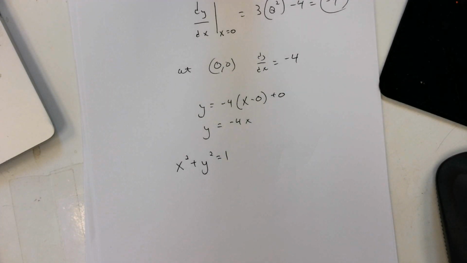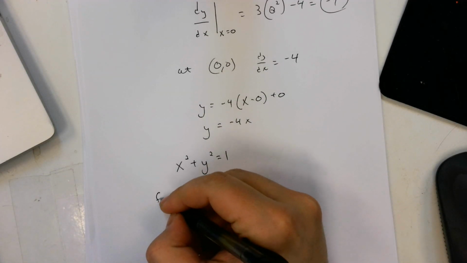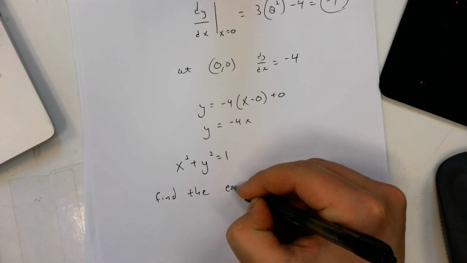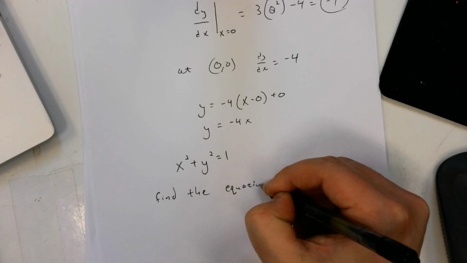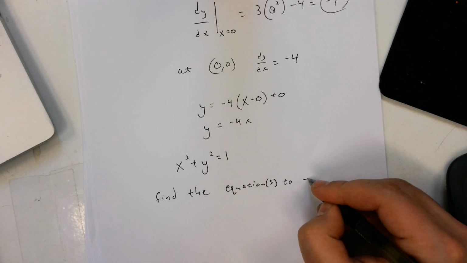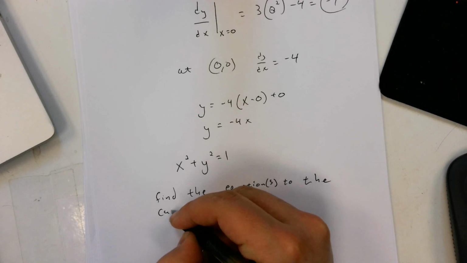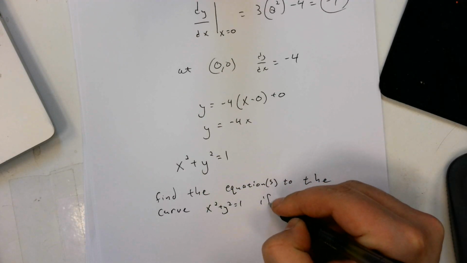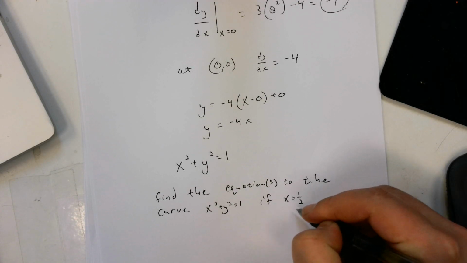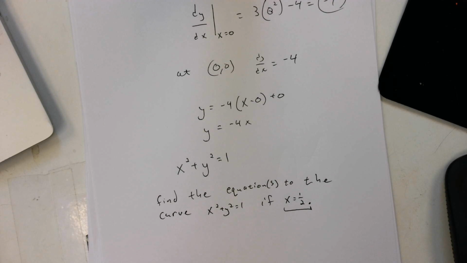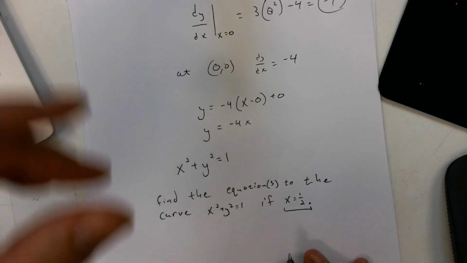And let's just try a random point. And watch how I write this a little bit differently. Find the equations of the lines tangent to the curve x squared plus y squared equals 1 if x equals 1/2. So this says equations because there might be more than one.